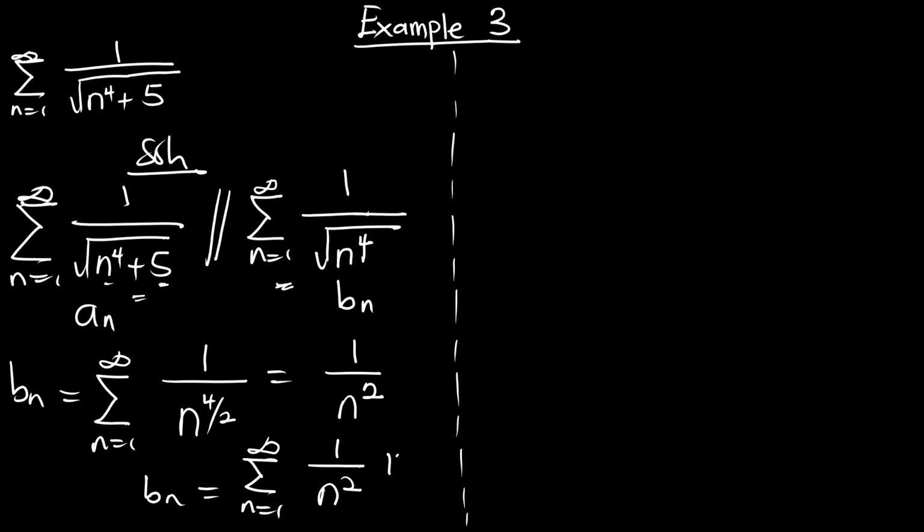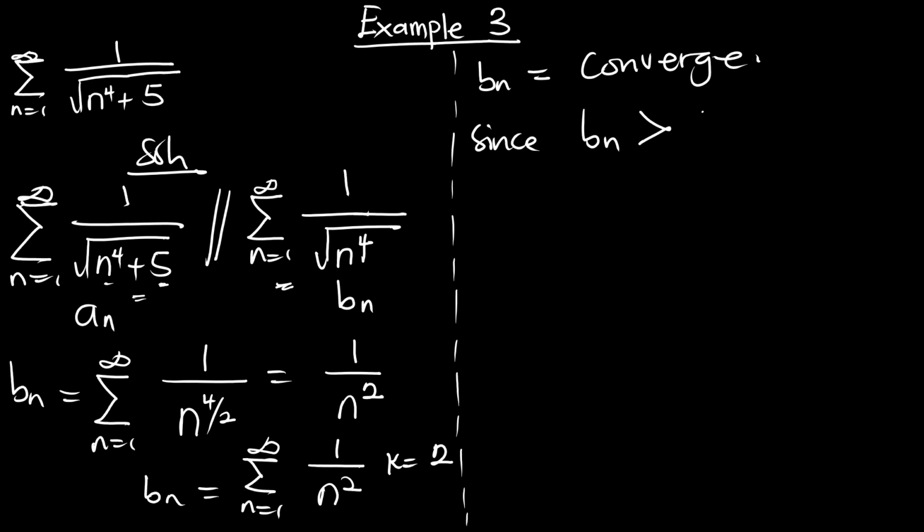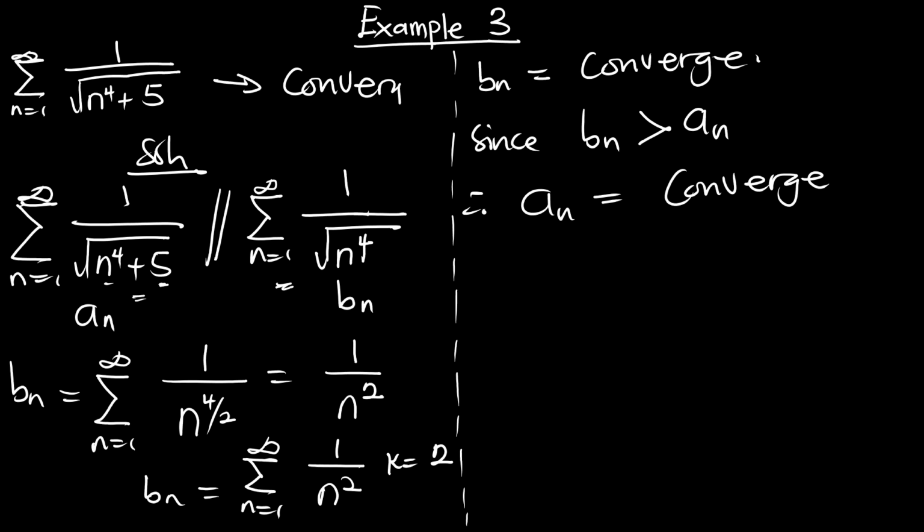So here our k is going to be equal to 2. And if k is equal to 2, then our bn is going to converge. Bn is going to converge. And since the bn, which is the larger one, is converging, therefore the an is going to converge. Alright, so this whole series is going to converge. Very simple. Let's look at another one.